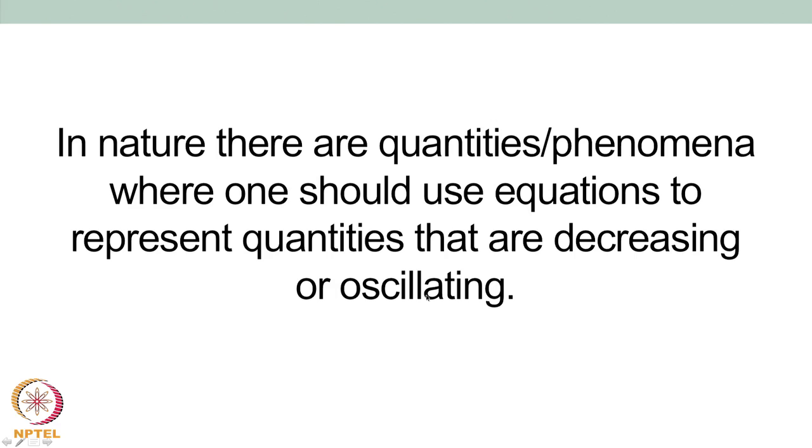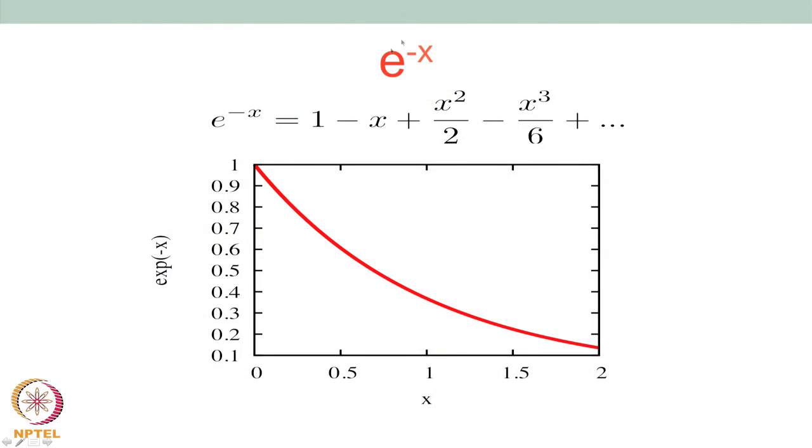They could increase and decrease. So we'll discuss some example functions. First, some functions that would decrease, then some functions that would oscillate. And once we learn these functions, we can use them to describe some phenomena that we would see. So the first function is e power minus x.